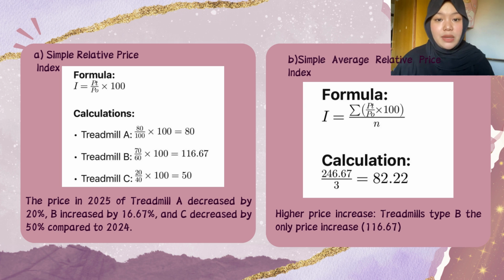Now let's calculate the simple average relative price index. The formula is I is equal to the summation of all simple relative price index divided by the number of items. So I is equal to 80 plus 116.67 plus 50 divided by 3. So I is equal to 246.67 divided by 3 is equal to 82.22. The higher price increase is treadmill type B, the only price increase, which is 116.67.